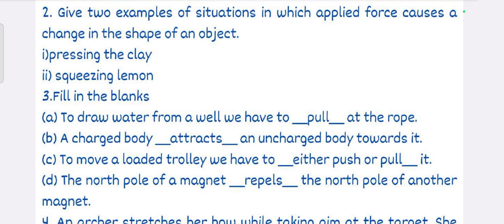Second, a charged body attracts an uncharged body towards it. Attracts is the answer.